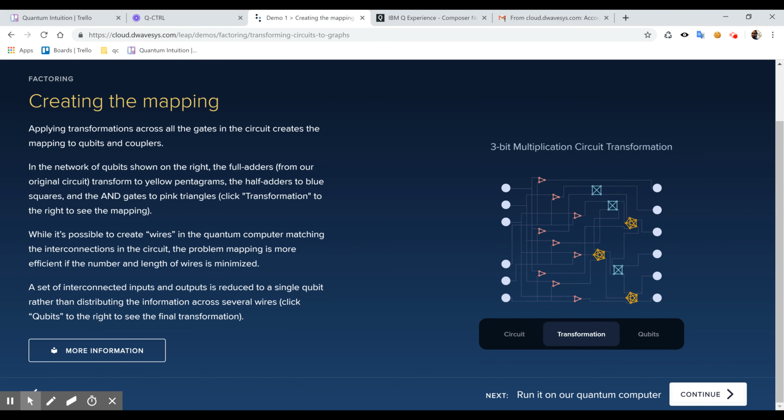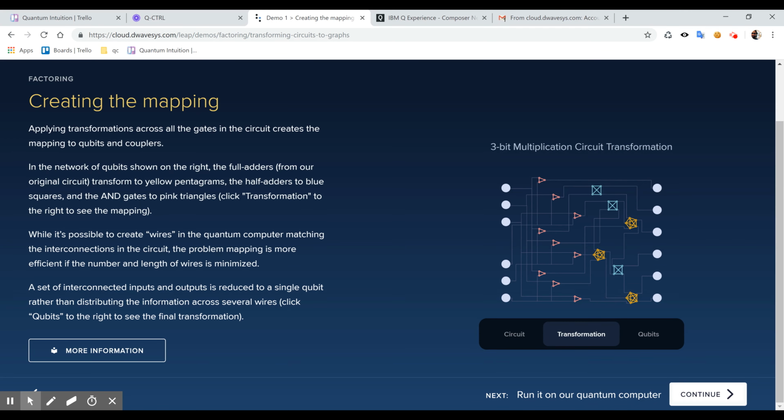So this triangle here is what we saw in the previous step. And I guess those are then the equivalents of the other gates, the half adders and the full adders, I guess. While it's possible to create wires in the quantum computer matching the interconnections in the circuit, the problem mapping is more efficient if the number and length of wires is minimized. A set of interconnected inputs and outputs is reduced to a single qubit rather than distributing the information across several wires. Click qubits to the right to see the final transformation.